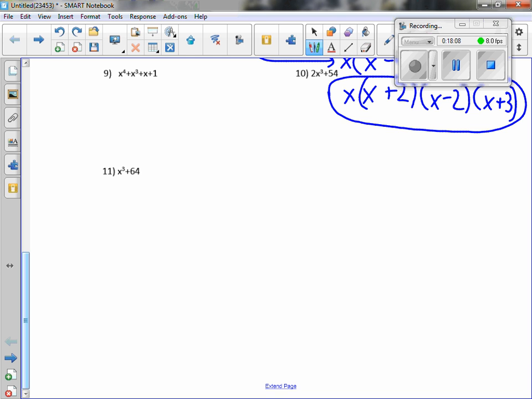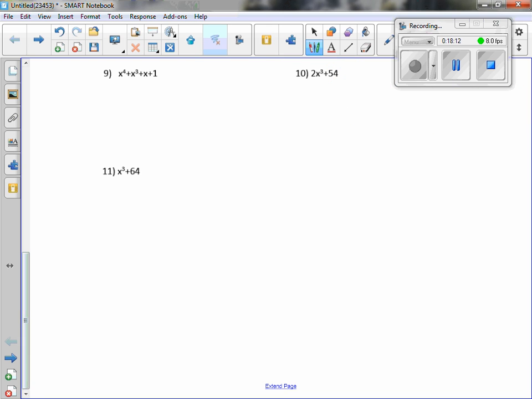Number 9, once again, grouping because there are 4 terms. First, we look for the GCF. We notice there is no GCF, so we'll go straight into grouping. Right here, for grouping, the GCF there is x to the third. And I'm left with x plus, if I took that whole x to the third piece out, I'm left with 1.